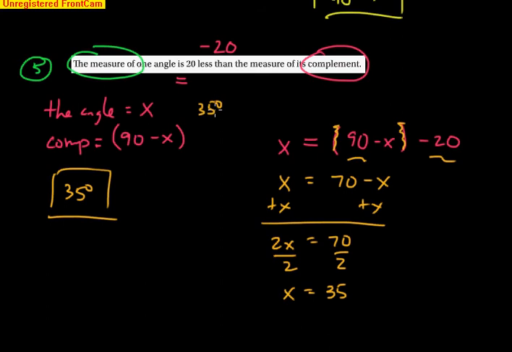But to check, this is 35 degrees. 90 minus 35 is 55 degrees. The big thing was that my angle is 20 less than its complement. What is 35? It's 20 less than 55. Boom. Magic.